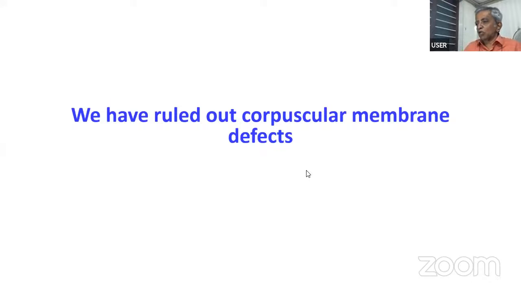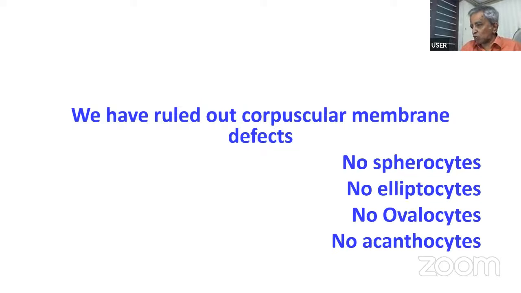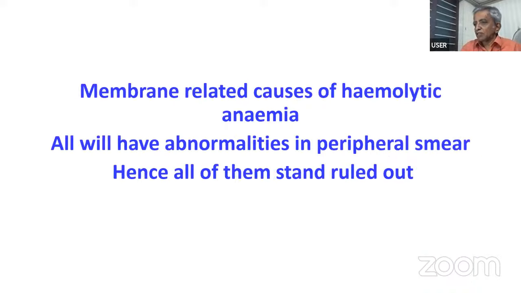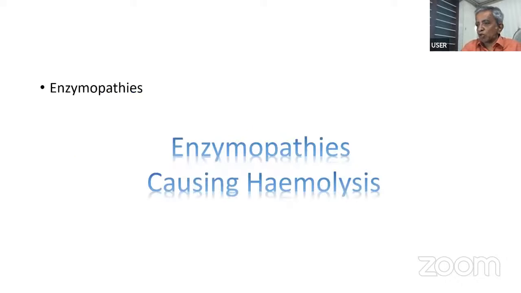So we have ruled out corpuscular membrane defects, because there are no spherocytes, no elliptocytes, no ovalocytes, no acanthocytes. So membrane-related causes of hemolytic anemia all will have abnormality in the peripheral smear. Hence, all of them in this case stand ruled out.